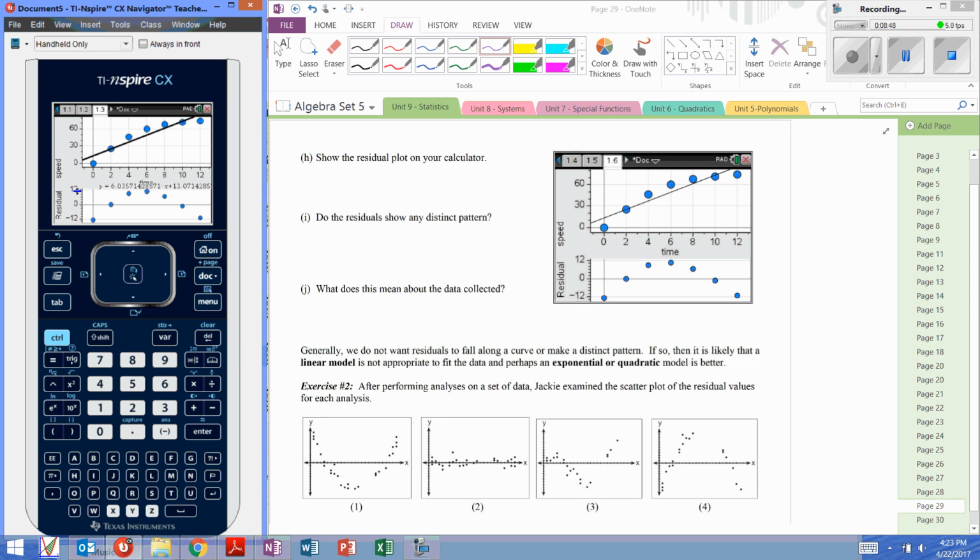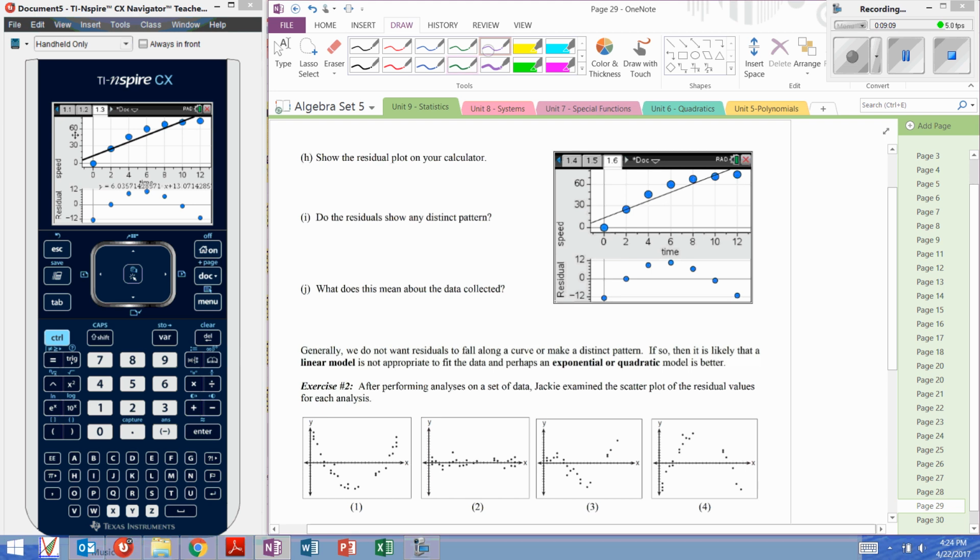Well, this is weird. Okay, so now our residuals are actually showing this pattern. It almost looks like a quadratic. And usually we might say, oh yeah, this is going to be a quadratic regression, but that's not what we're doing right now. We're looking at a residual plot. So we did part H. Do the residuals show any distinct pattern? Yes. It almost looks like a parabola, or like a negative parabola.